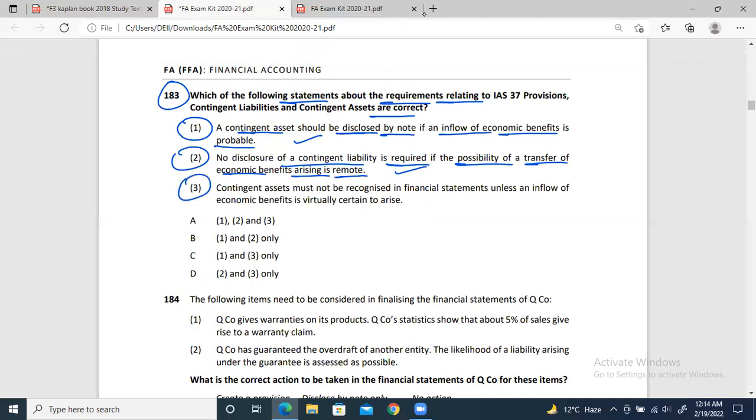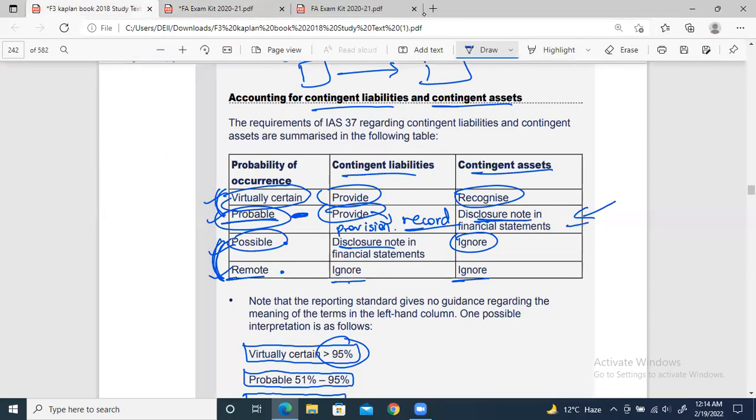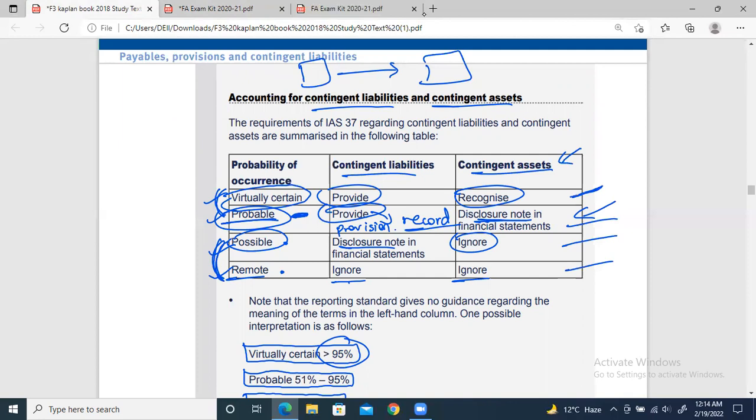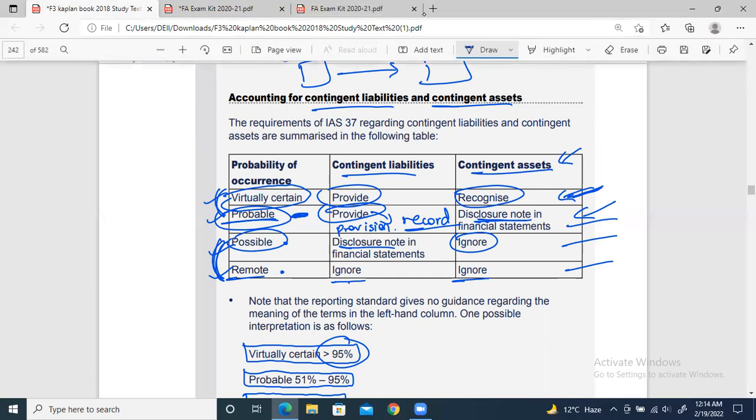Now, third one, contingent assets must not be recognized in financial statements unless an inflow of economic benefits is virtually certain to arise. Yes, this is also correct, because in all these second, third, and fourth, it's basically talking about contingent assets. In second, third, and fourth, we don't have to actually recognize the asset. Only if it is virtually certain, we have to recognize it. In second, there's a disclosure.